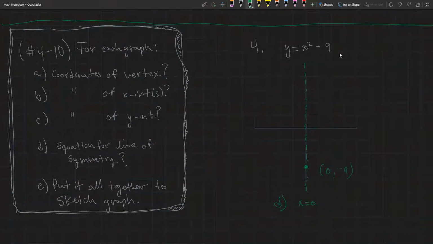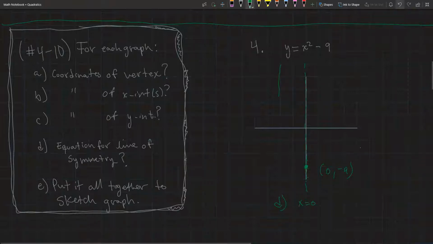0, -9. And notice that it's crossing the y-axis, therefore the x value is 0. It connects to what we did before. So not only did we find the vertex, we found the y-intercept, okay? We've located that, and we know there's symmetry about that.